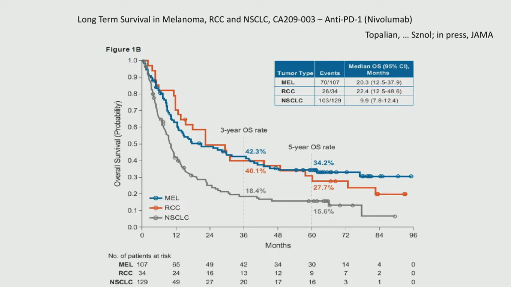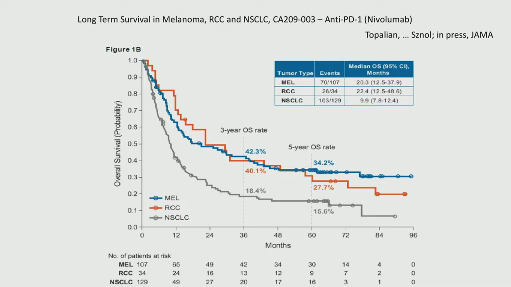I just want to point out how important that is, that prior to the era of the checkpoint inhibitors, that 5-year survival rate would have been around 5%. And even with anti-CTLA-4, the 5-year survival rate is only in the 15 to 20%. So anti-PD-1 at least doubles and maybe triples the survival rate for melanoma at 5 years.